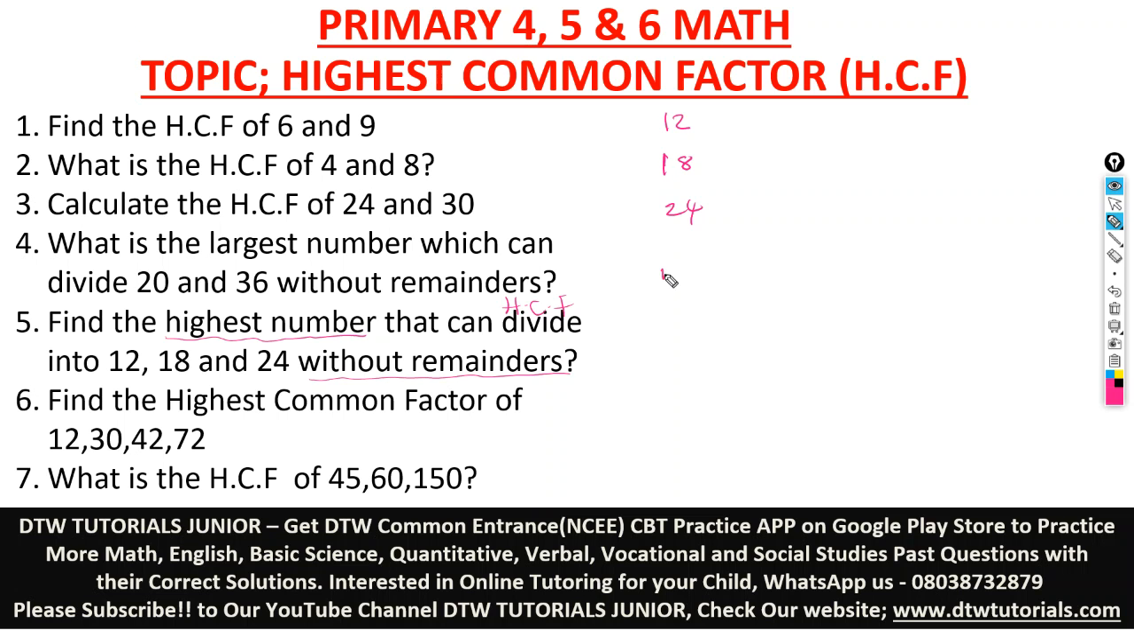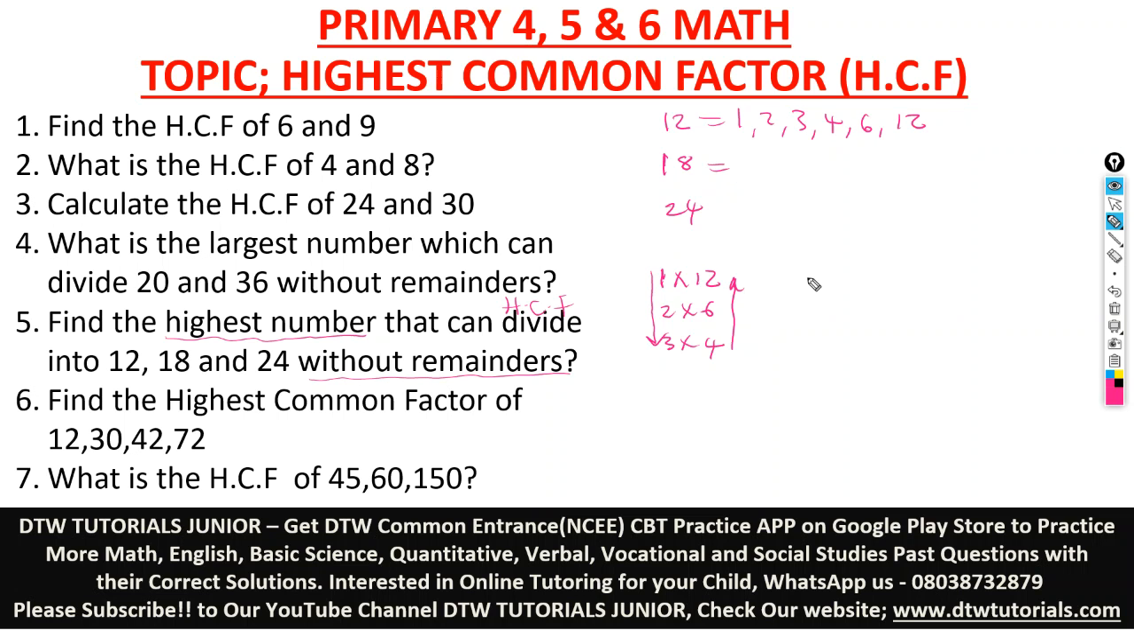So what are the factors of 12? We have 1 times 12. We have 2 times 6. We have 3 times 4. Okay, that's all the factors of 12. So these are the factors. All right, so let us state them. We have 1, 2, 3, 4, 6, and 12.